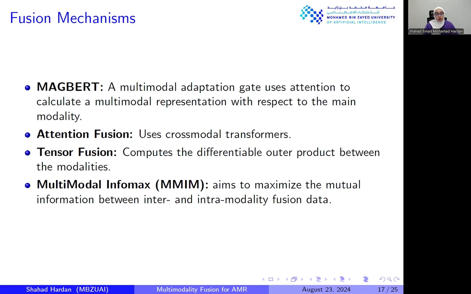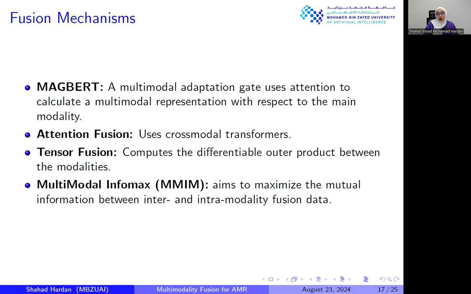Then we have attention fusion. Attention fusion has 3 different transformers, one for each of the 3 modalities, and then it calculates a cross attention between these transformers. Third, we have the tensor fusion. The tensor fusion has representations for each of the modalities, and then it calculates an outer product of these representations. Fourth is the multimodal InfoMax. It aims to maximize the mutual information. This is our keyword, the mutual information between inter and intramodality fusion data.